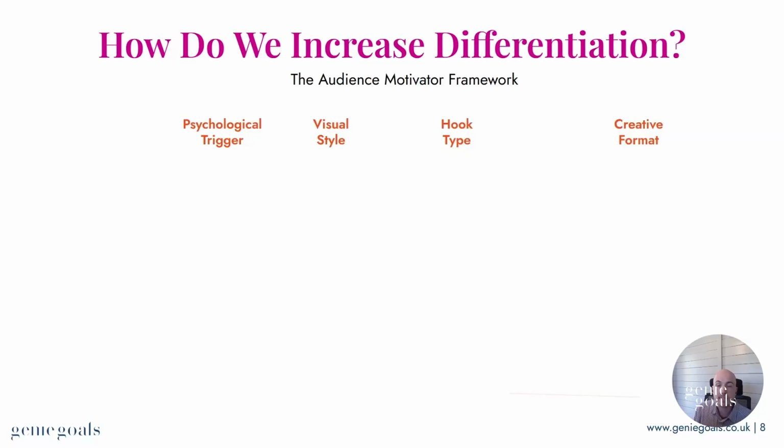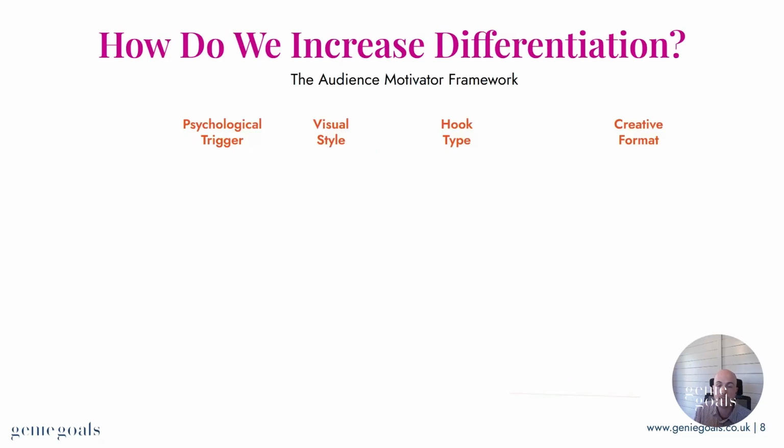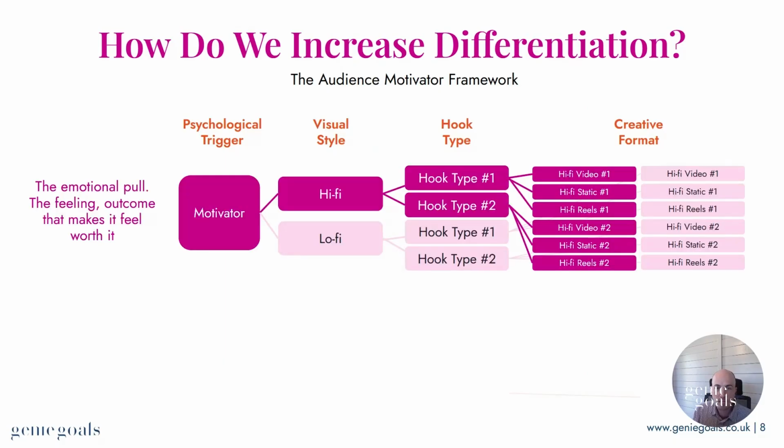So how do we increase differentiation? So we've gone through pillars of diversification, but let's map that out into a framework. Might look slightly overwhelming, but it's a really good way of breaking down a single motivator from a single persona to eventually end up with a lot of different creative formats. So we're starting with that motivator, that psychological trigger, that emotional pull and the feeling and outcome that makes it worth buying your product.